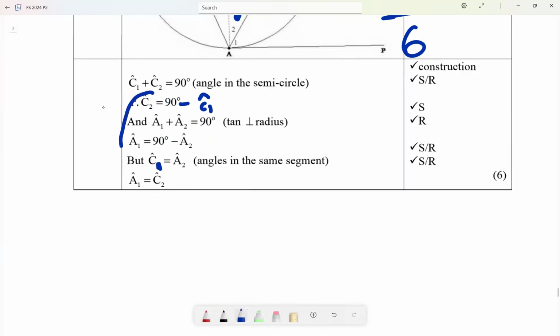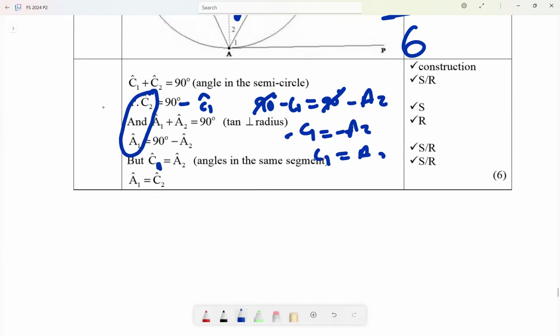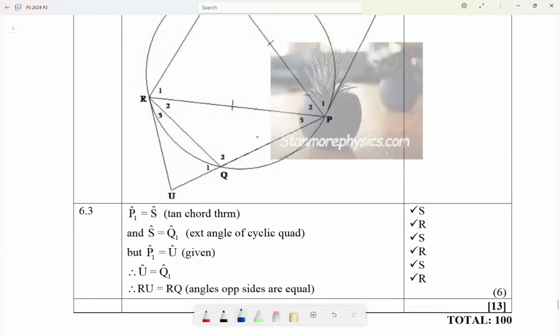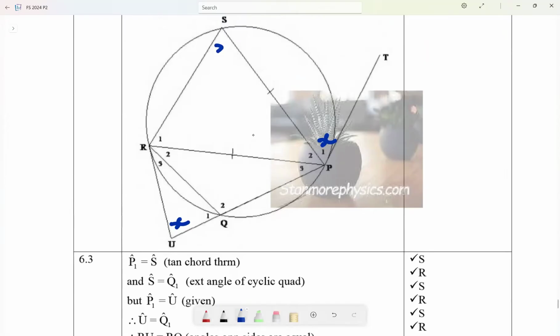Okay, so if these two are equal, it means now these two will also be equal, meaning 90 degrees minus C1 will be equal to 90 degrees minus A2. But can you see this is 90, this is 90. Then negative C1 is equal to negative A2. Divided by negative, C1 is equal to A2, can you see that? So yeah, interesting stuff. And here I proved, remember I said let this one become X, this one become X. Then we proved that angle S is equal to tan chord angle. Then we said this one and this one, okay?